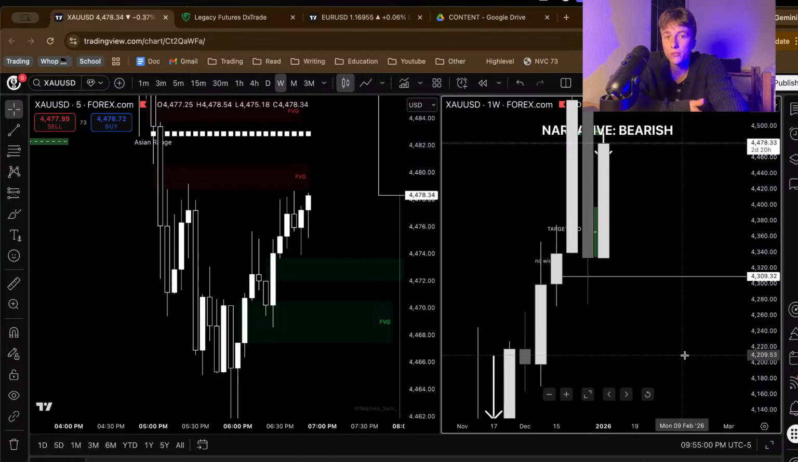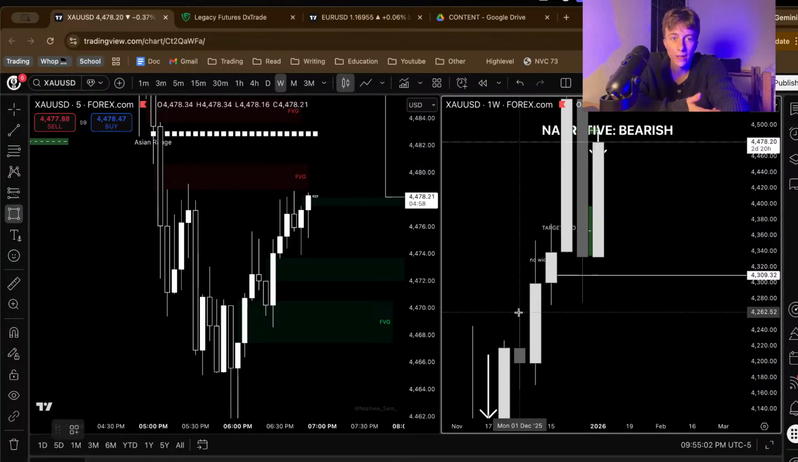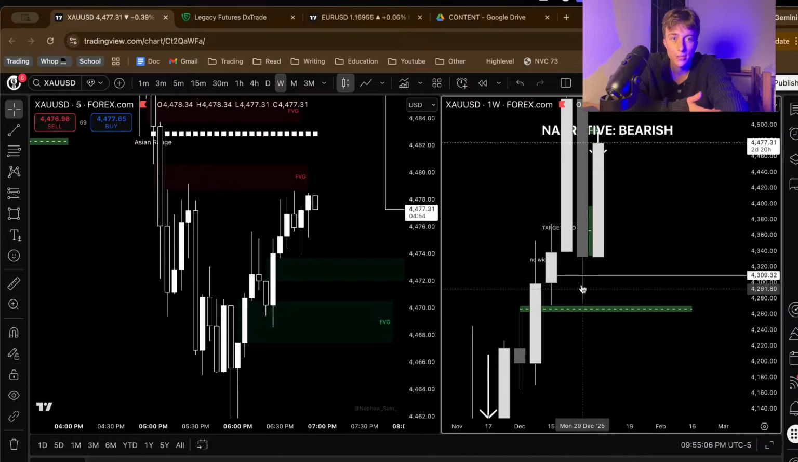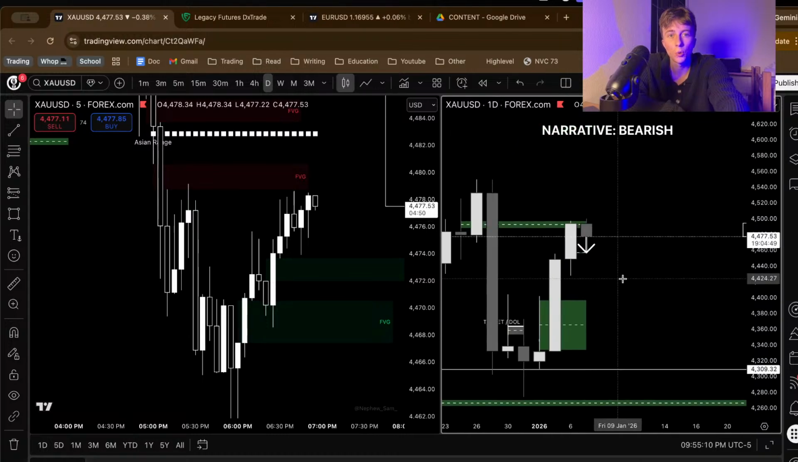But we do have a lot of targets. We have a weekly fair value gap down here as well. We barely missed that weekly fair value gap right here. You can see that we barely missed it, and then we ripped up. So I'm expecting us to pull back down a little bit.